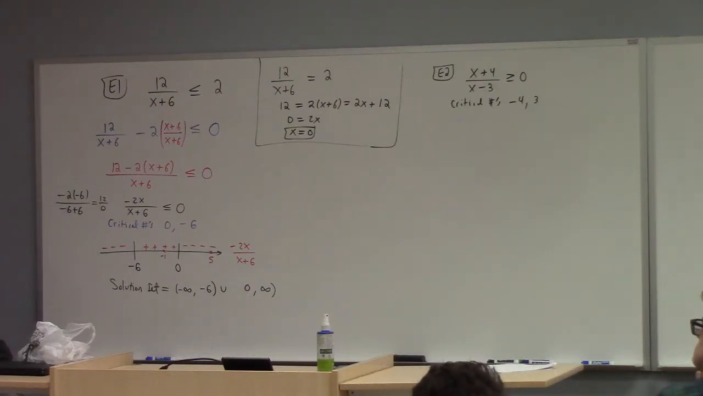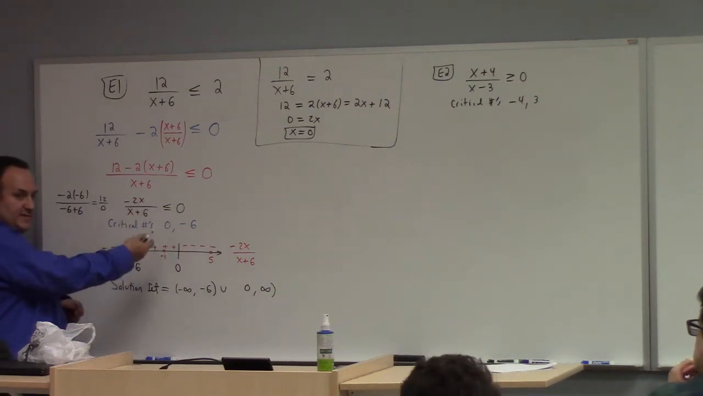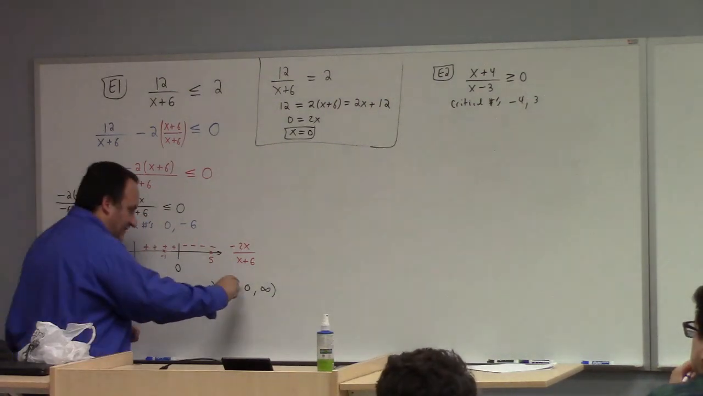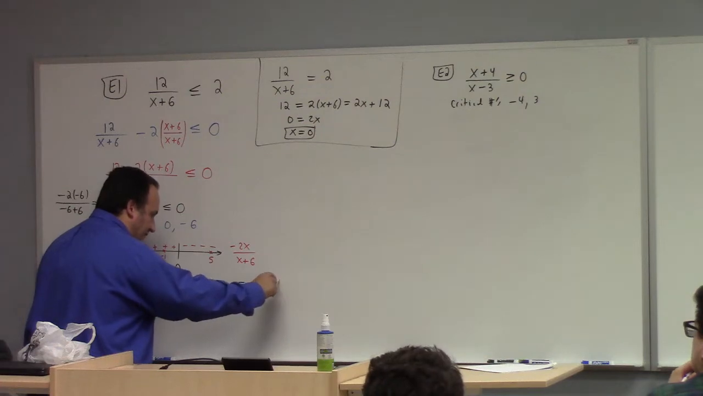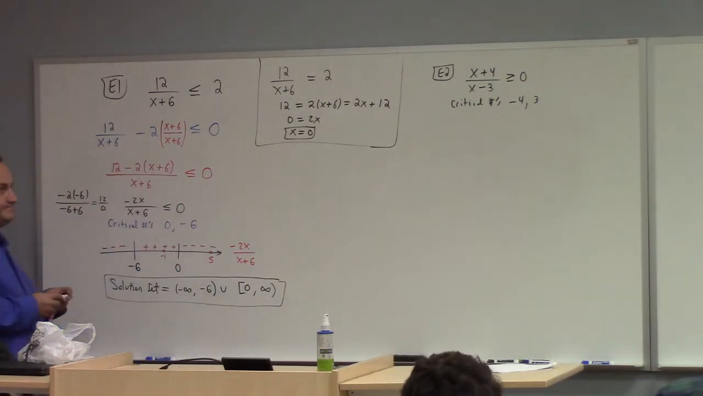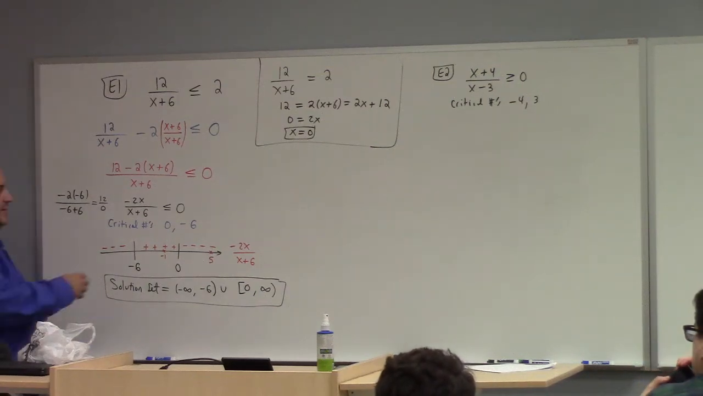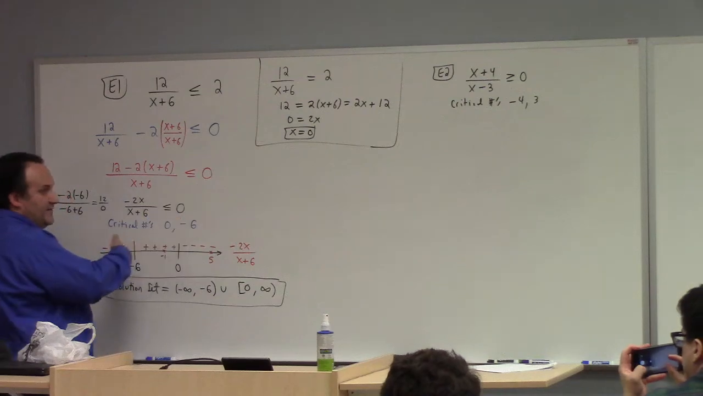0, on the other hand, if we plug in 0, what do we get? We get 0 over 6, which makes it 0, which is one of the things we're looking for, so include it. There you go. So how do we know we're looking for negatives on the number line instead of positives? It depends on the problem. This problem is less than or equal to 0. That's why I was looking for negatives.